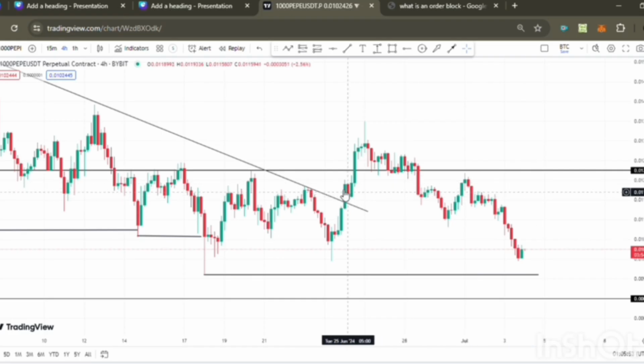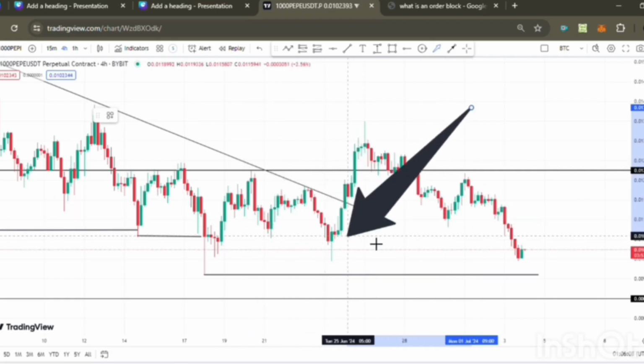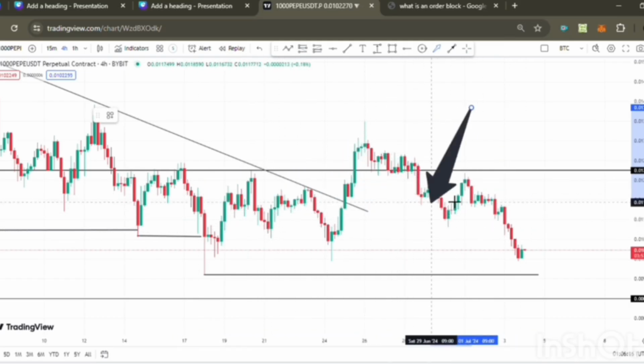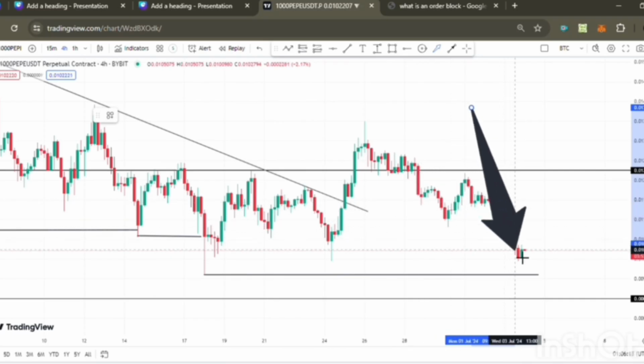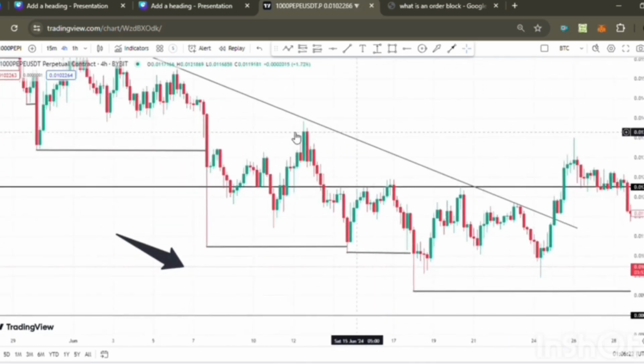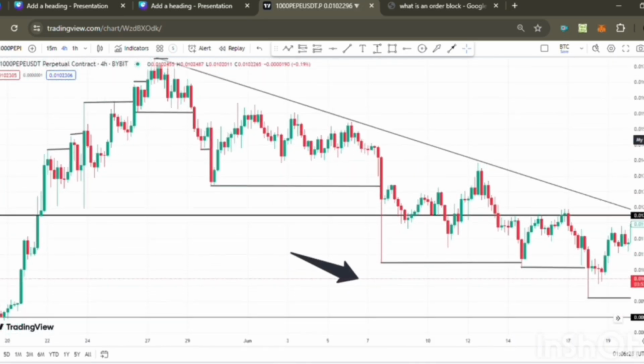If that is the case, then this zone you are seeing here might be a change of character. So it might be a change of market trend, that the market will now prepare for a bullish trend. So that is just it about the rules of order block and how to know a valid order block.